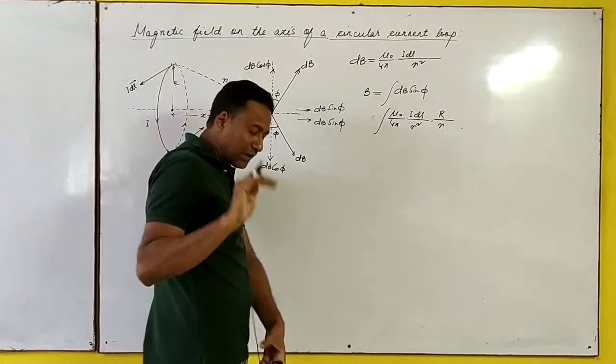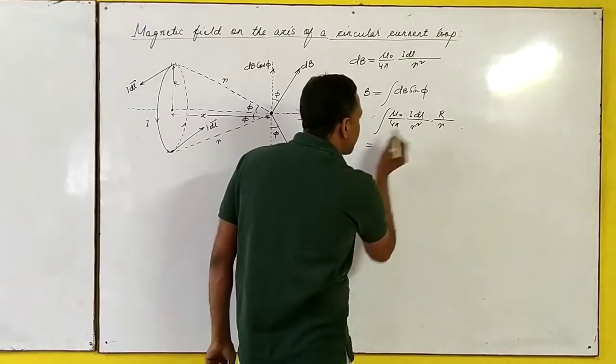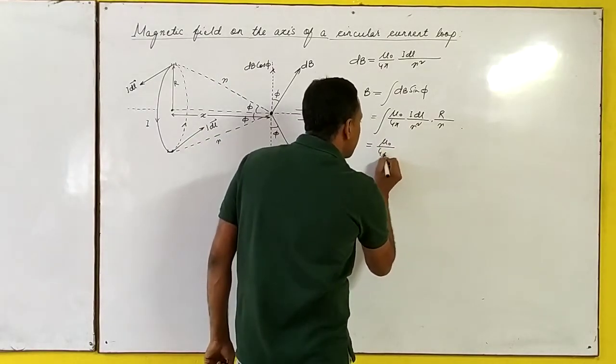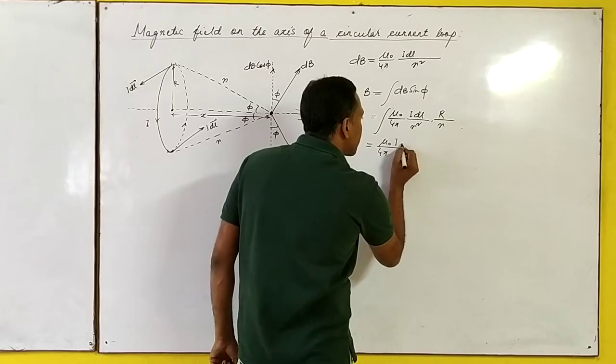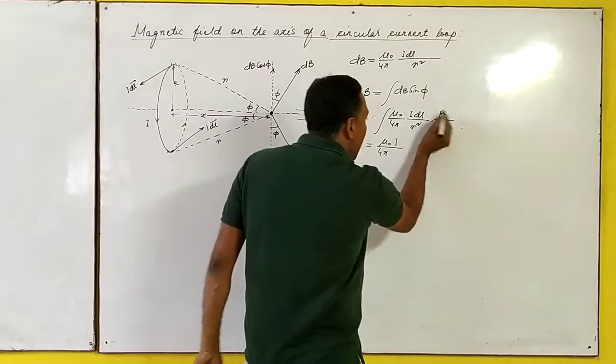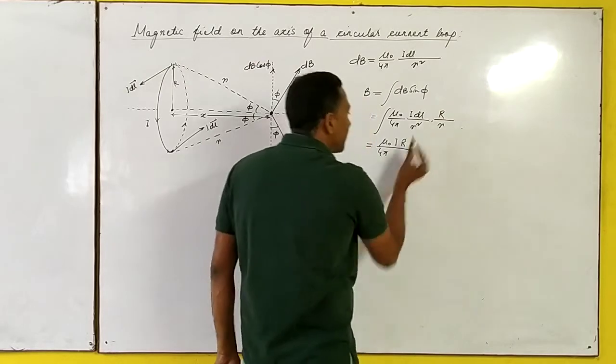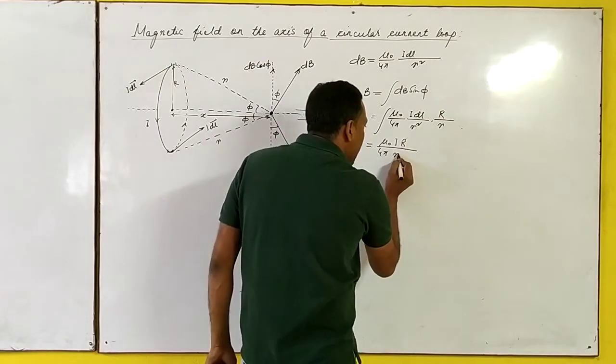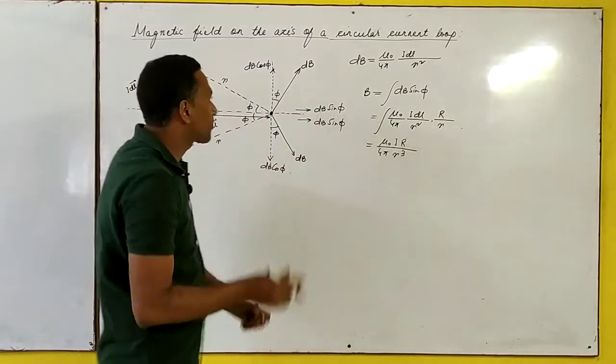So all the constants you take out. Mu0 is a constant. 4 pi is a constant. I, the current, is a constant. dl is not a constant, it is the length element you have chosen. R is a constant, take it out. R square into R, R cube, take it out. It is also a constant.